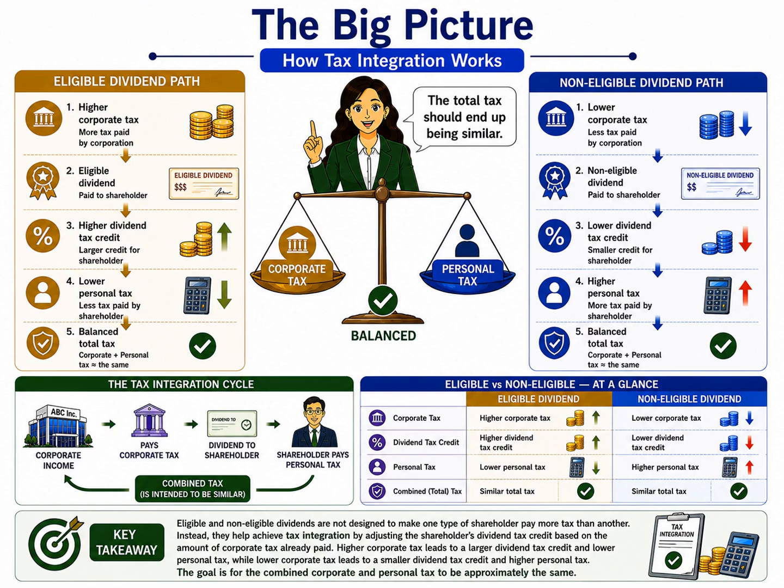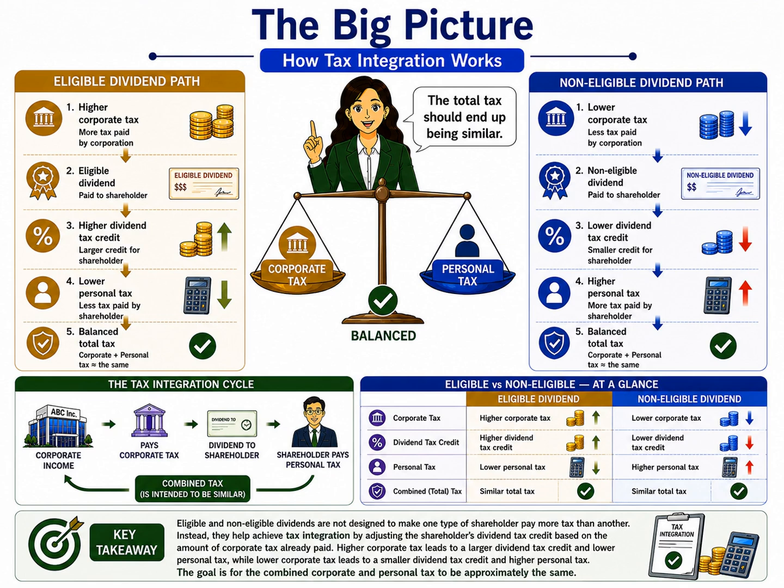Let's follow the eligible dividend path first. A corporation earns business income and pays tax at the higher general corporate tax rate. Since more tax has already been paid by the corporation, the shareholder receives an eligible dividend, which qualifies for a larger dividend tax credit. That larger tax credit reduces the shareholder's personal tax. In this situation, the corporation pays more tax, but the shareholder pays less.